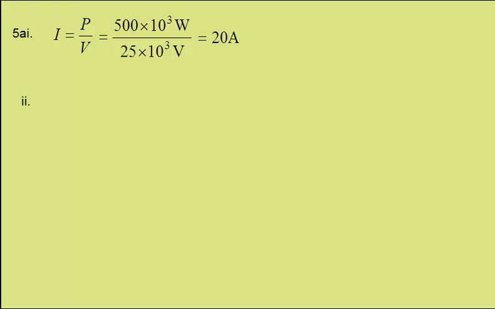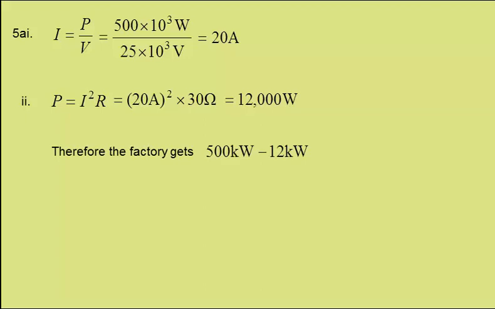In part 2 we're told the resistance of the cables is 30 ohms. We need to find the power supplied to the factory by the cables. Well, the power lost in the cables due to resistance heating is given by this expression. Putting in the values gives 12,000 watts or 12 kilowatts. Therefore the factory gets the initial 500 kilowatts minus 12 kilowatts, which is 488 kilowatts.